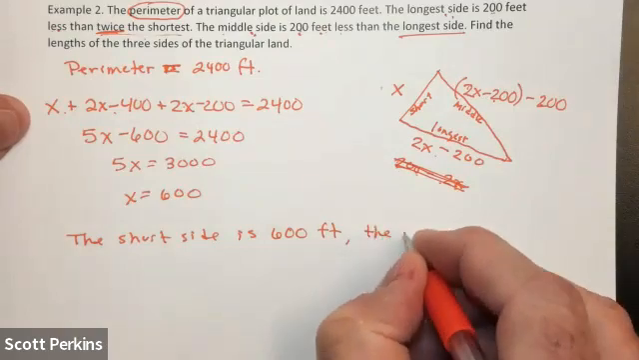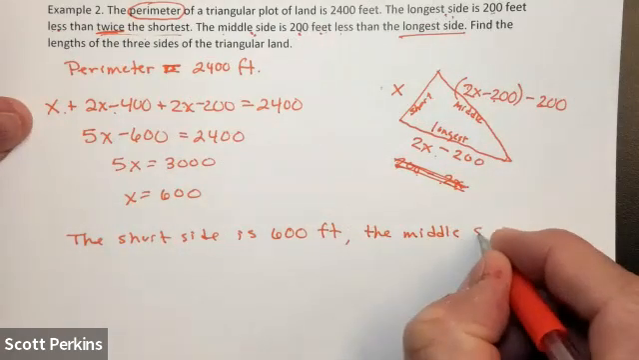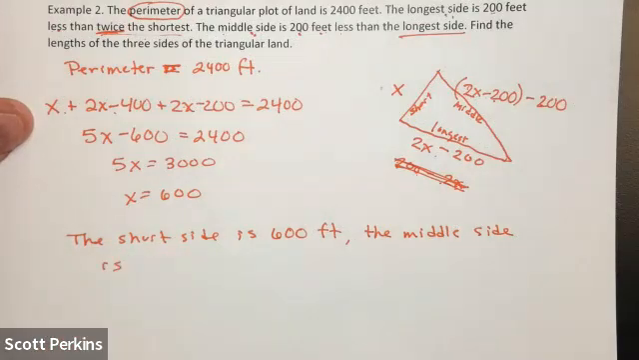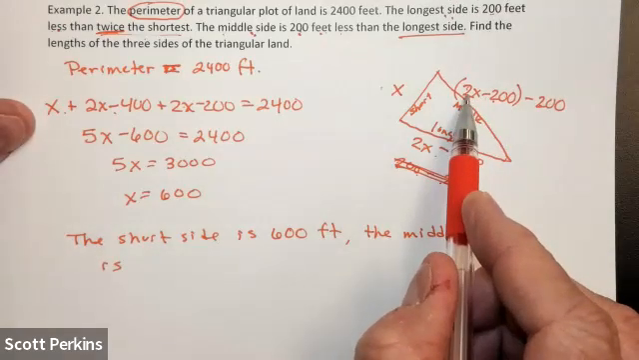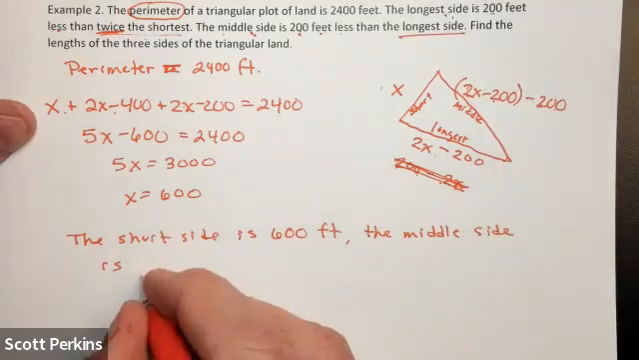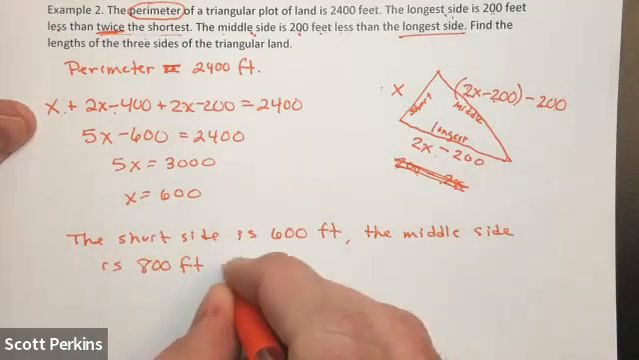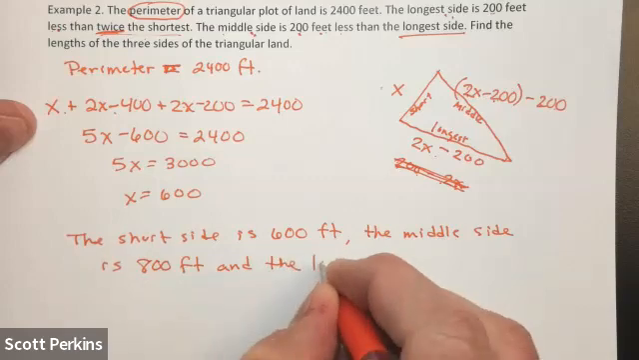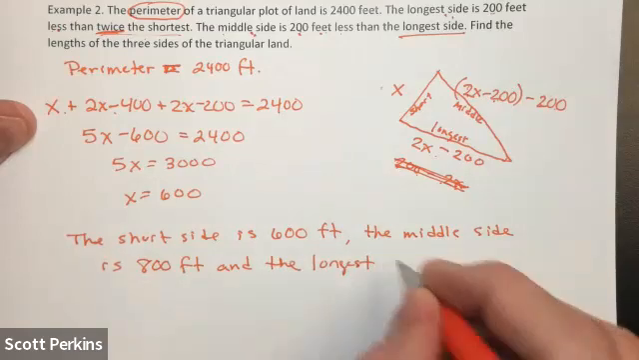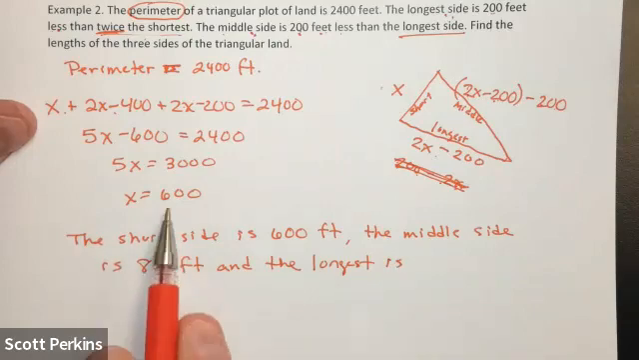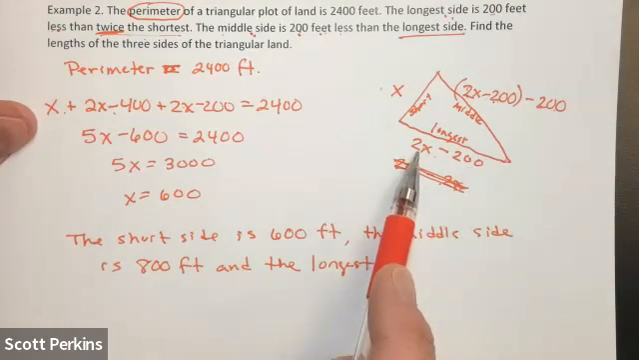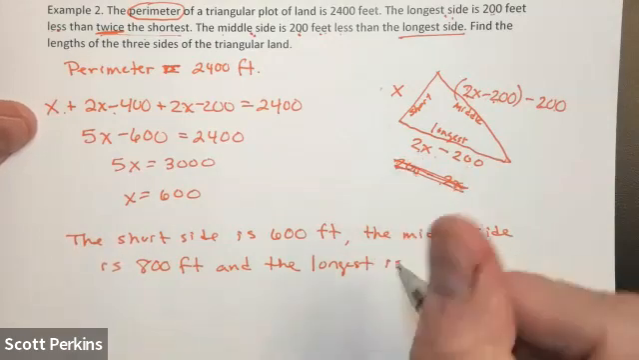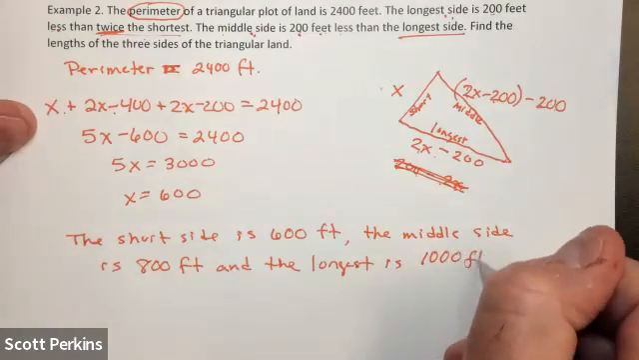The middle side, just going to use my expressions now. Well, when I take the 600 and I plug it into 2x minus 400, 2 times 600 is 1200, minus 400 is 800 feet. And the longest is, I take that 600 again and go to the longest side. The longest side is 2x minus 200. So 2 times 600 is 1200 minus 200, 1,000 feet.